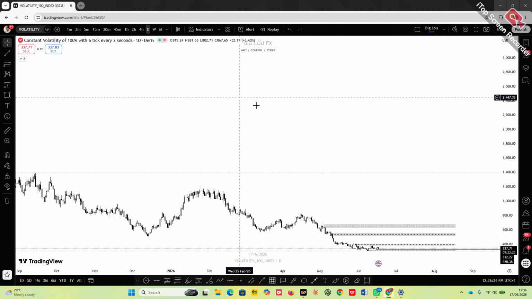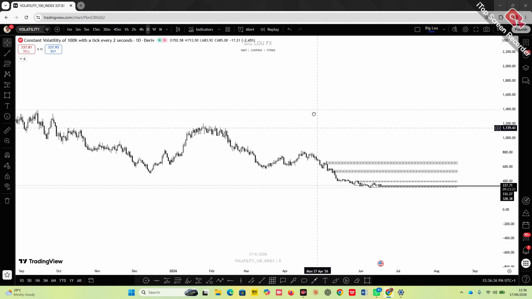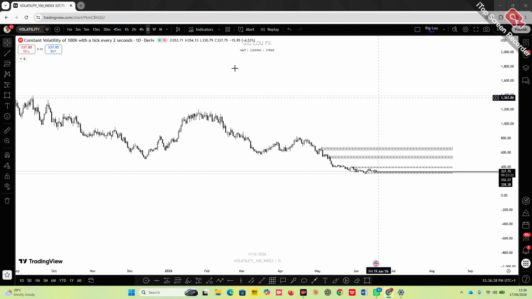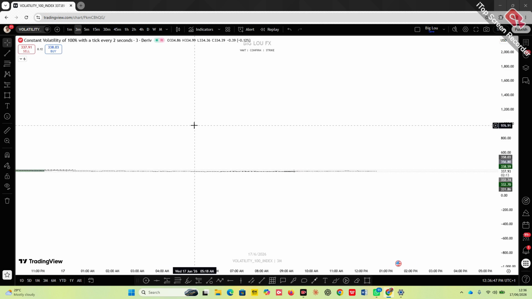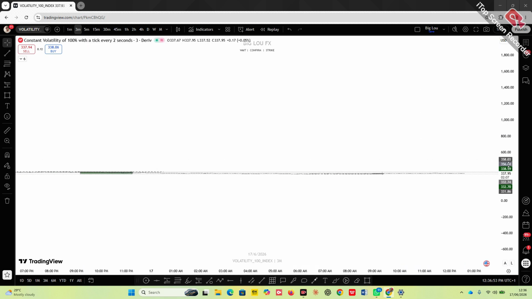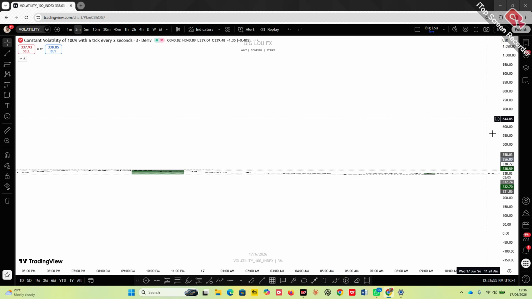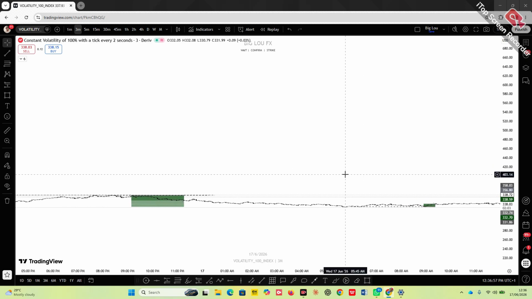I've marked my zones on the weekly. You come down to the daily, and you can see my zones on the daily. But for intraday trading, I take my entry on the 15 minutes and on the 3 minutes. That's how I do my intraday trading. I use my 15 minutes for my intraday bias, and my daily bias for the current trade.